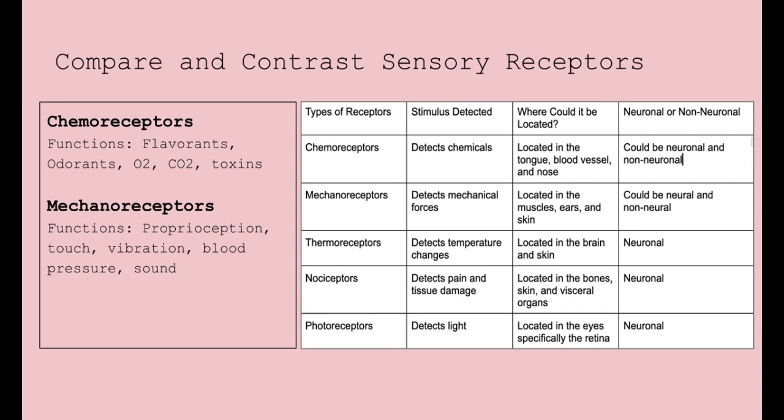Now, chemoreceptors and mechanoreceptors both have functions. For the chemoreceptors, the functions are pretty much flavor, odor, oxygen, CO2, and toxins, whereas the mechanoreceptors' functions are proprioception, touch, blood vessels, sound, vibration, etc.